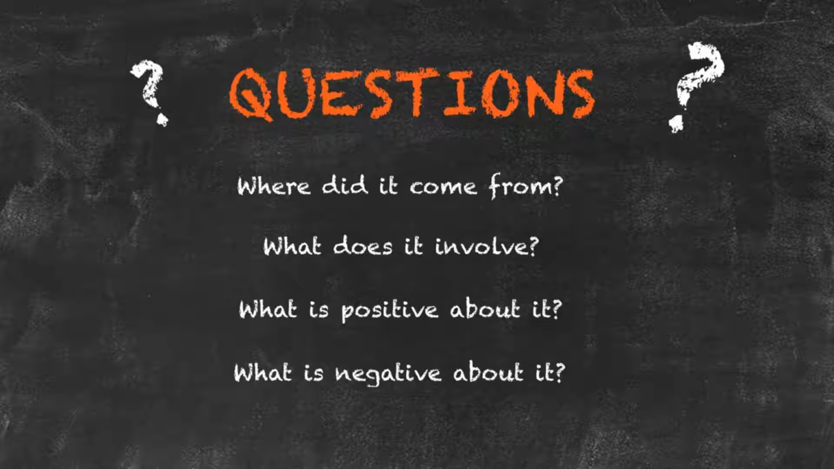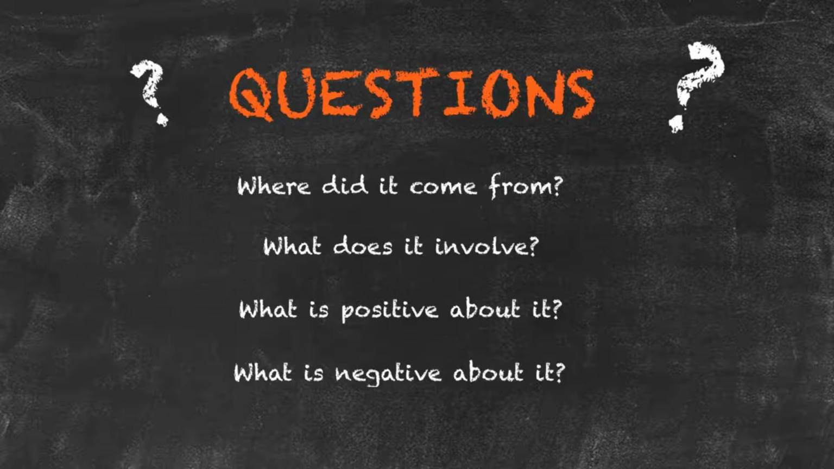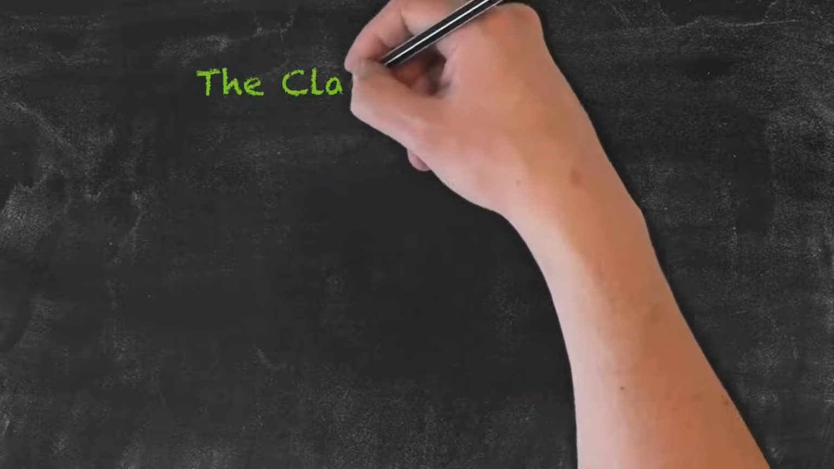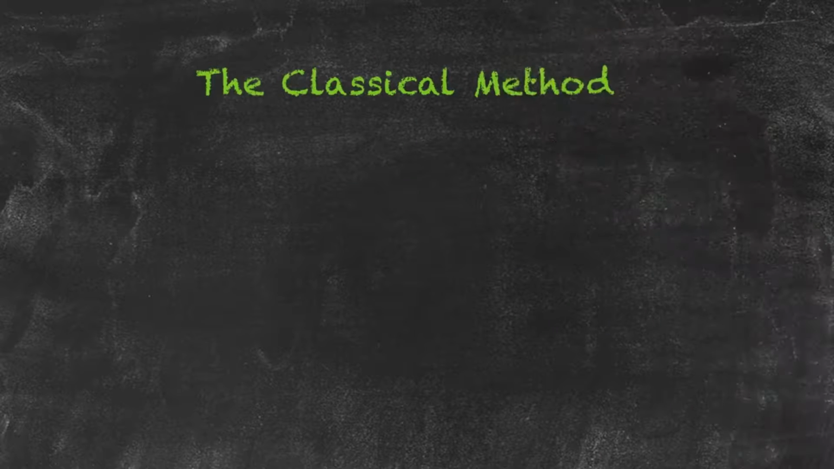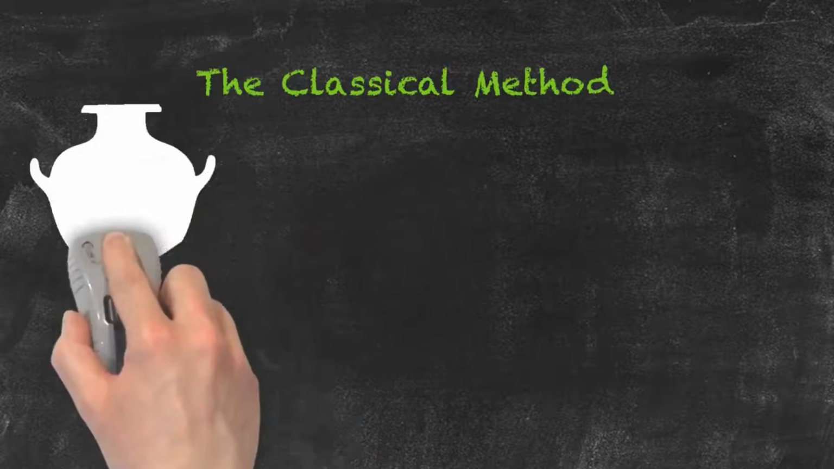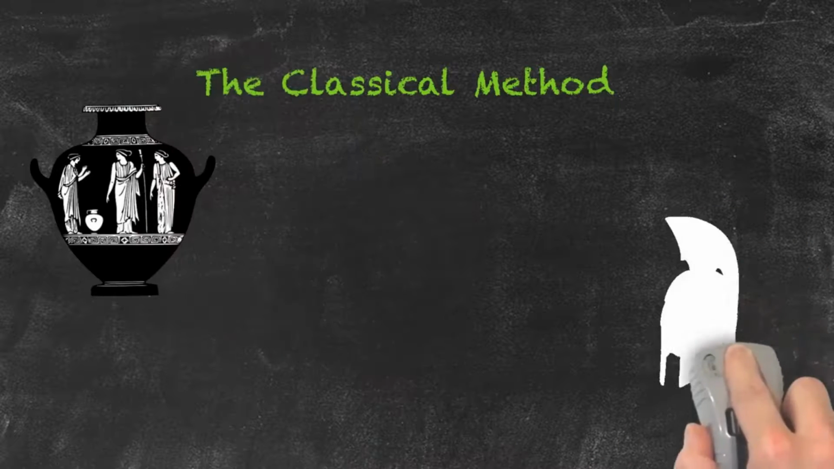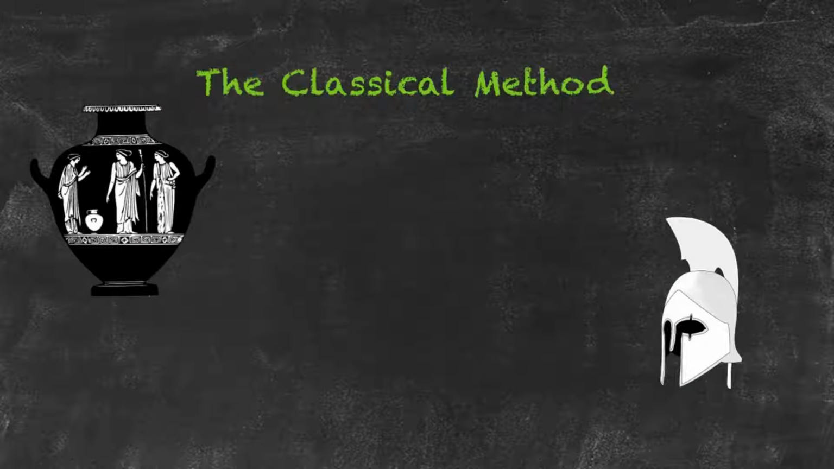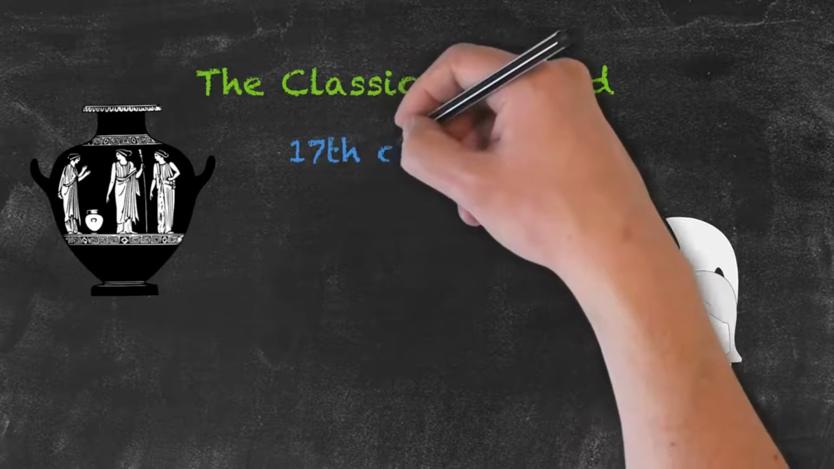So we'll start with the oldest particular teaching methodology, which is known as the classical method. The classical method was given its name basically because it was trying to teach the classics in language, which is ancient Greek and Latin. Those particular languages are now dead. This methodology was probably started somewhere around the 17th century.